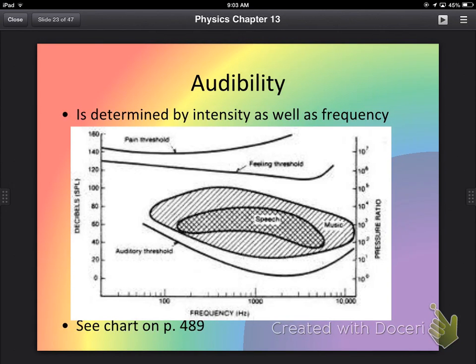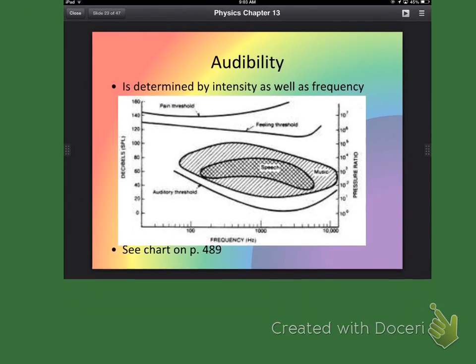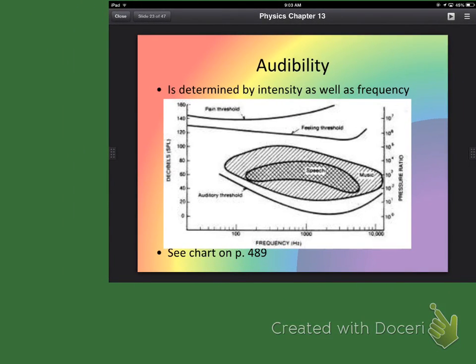Okay, we're going to look at audibility. Audibility is how well you can hear a sound. And there's a chart on page 49 in your book.